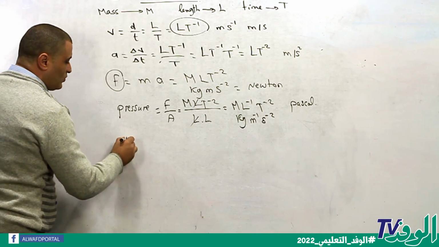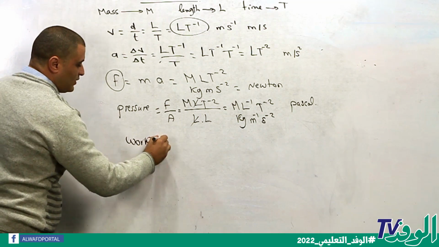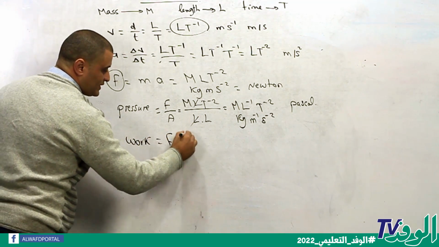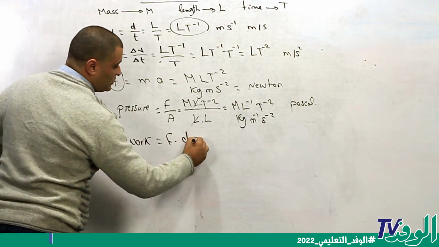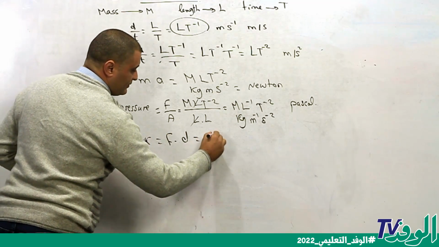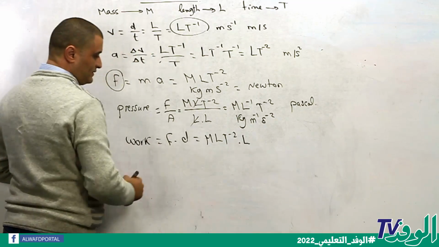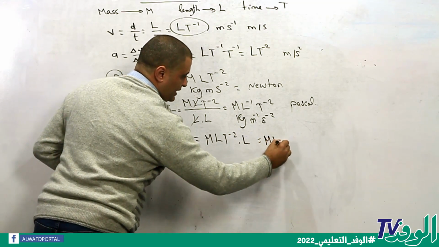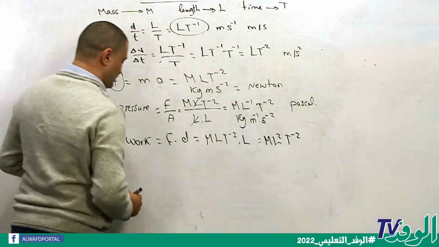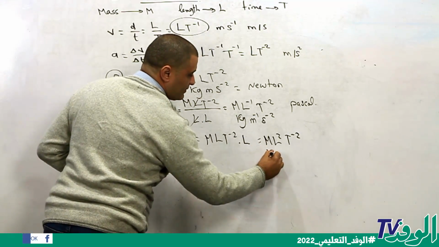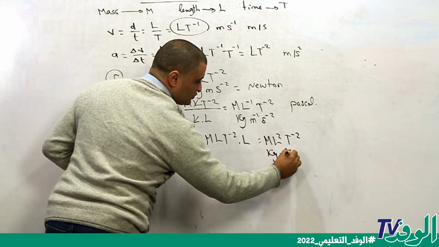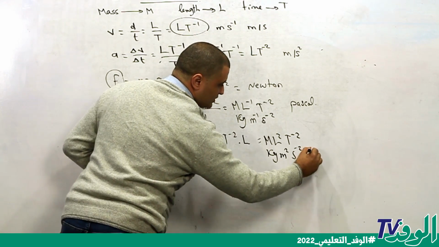We have another one, work, which equals force multiplied by displacement. The force is M L T power negative 2, and displacement is L. So M L power 2 T power negative 2. This is kilogram meter power 2 second power negative 2, which is equal to joule.